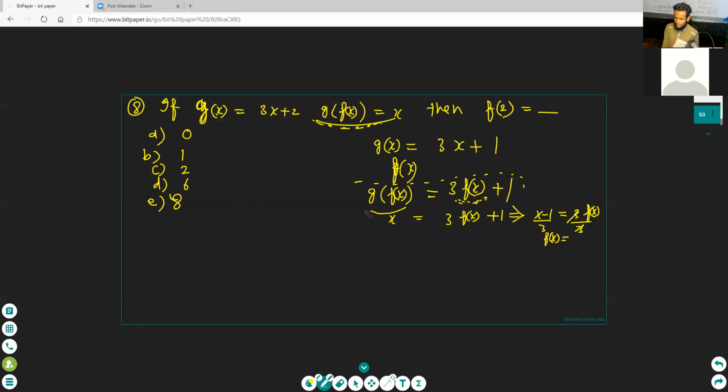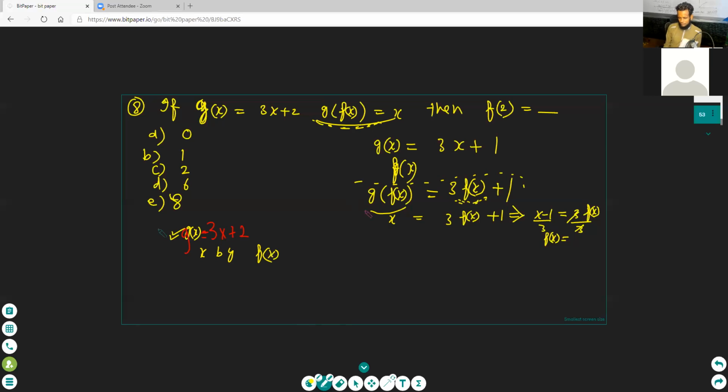You should do it here. Wait, I don't actually understand. First write g of x. First write g of x, 3x plus 2. No, write it as g of x is equal to. Okay. Now replace g of x by f of x. Replace x by f of x. Okay. Replace it.